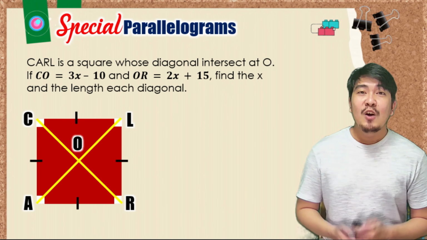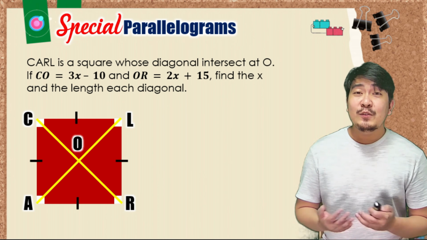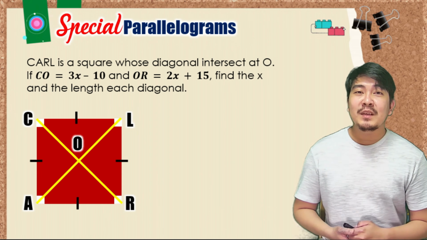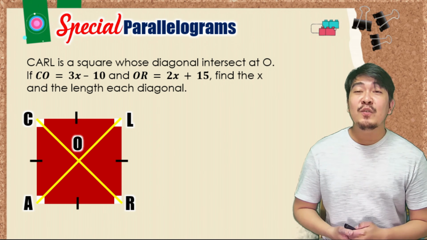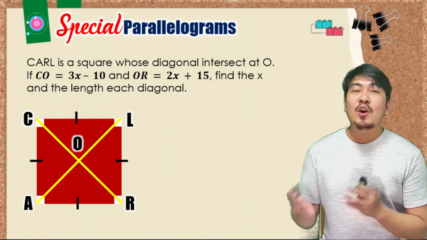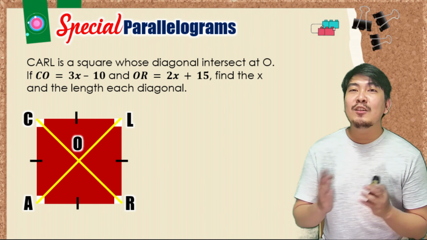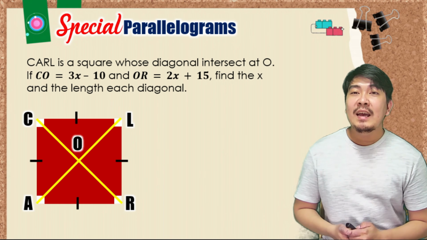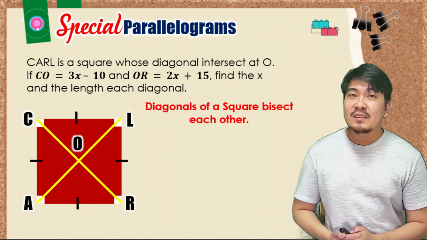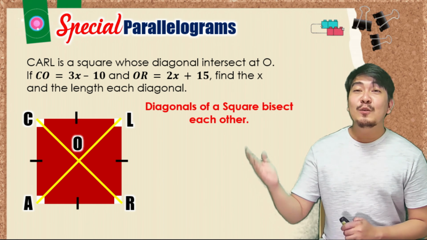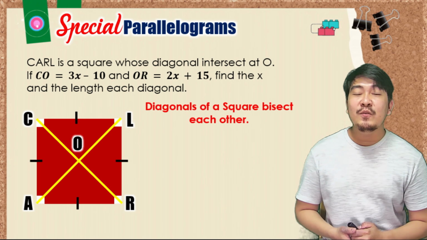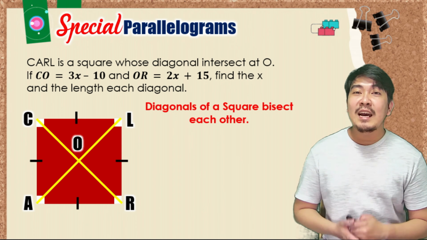CARL is a square whose diagonals intersect at O. If CO is equal to 3x minus 10 and OR is equal to 2x plus 15, find x and the length of each diagonal. So how are we going to relate CO and OR? Take note that CO and OR are part of diagonal CR. So we can use the property, diagonals of a square bisect each other. This property came from the property of a parallelogram. So we can use that in solving for the missing length of the diagonal of a square.